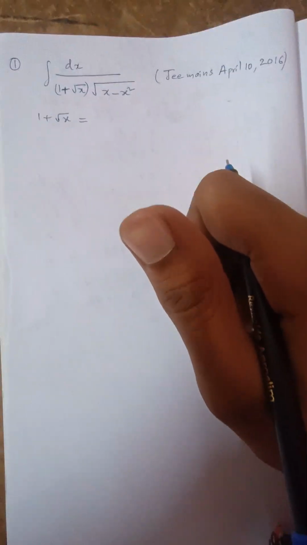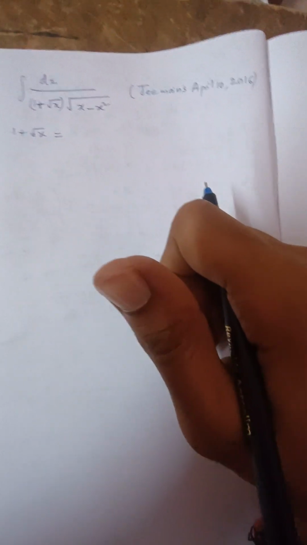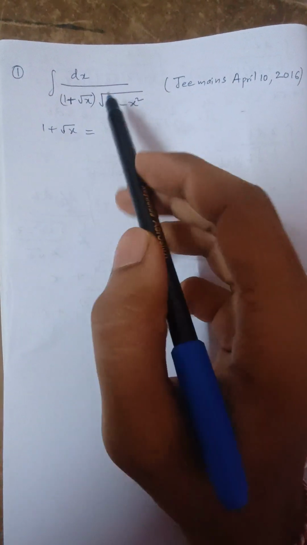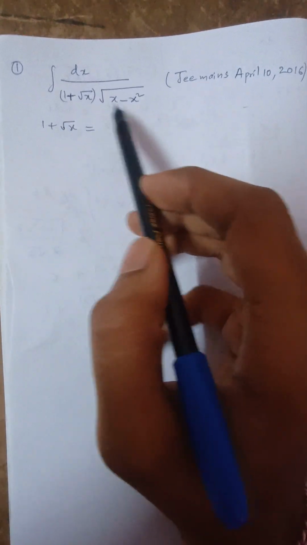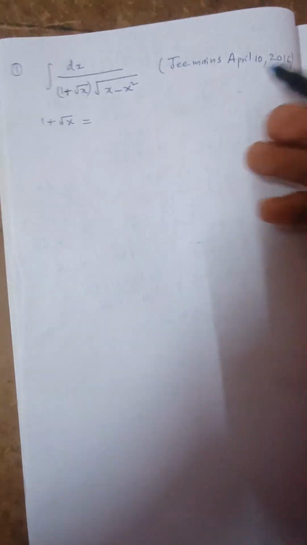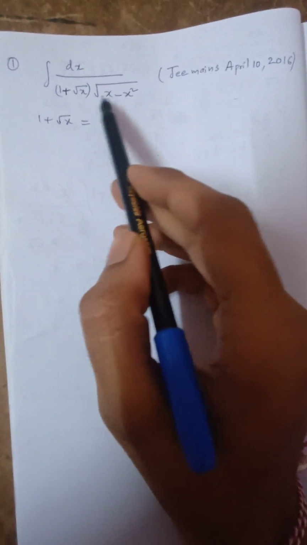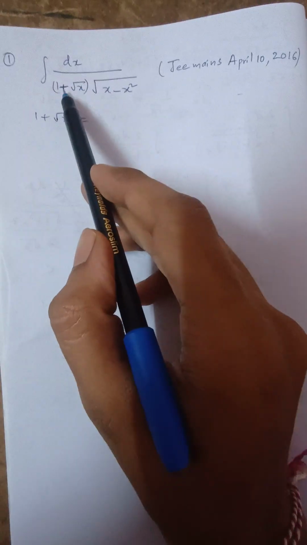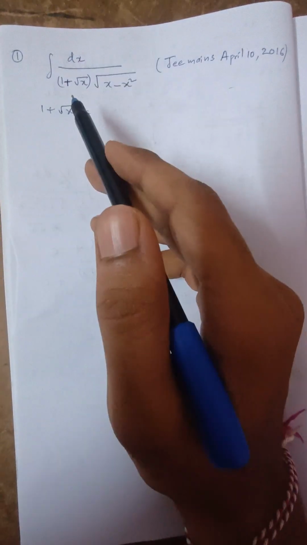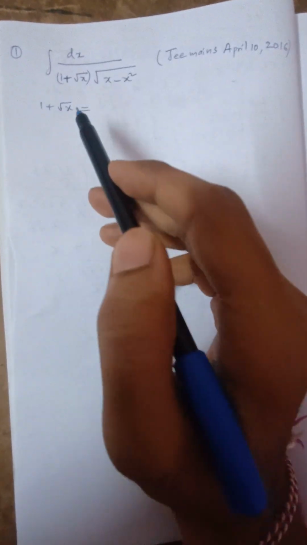Hi friends, in this video let us solve a JEE Mains April 10, 2016 question related to indefinite integration. The question is the integral of dx by (1 plus root x) into root over (x minus x square). So how to proceed? It is a quadratic inside the square root and outside the degree is less than 1. So we can approach this question in two ways.